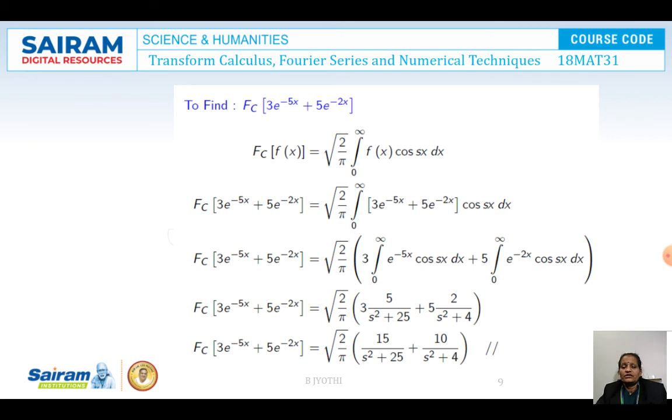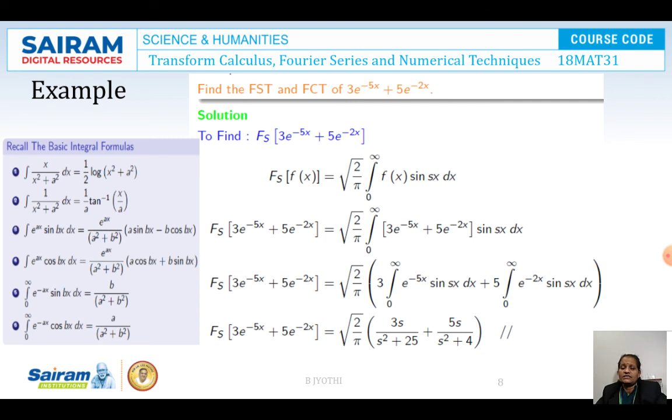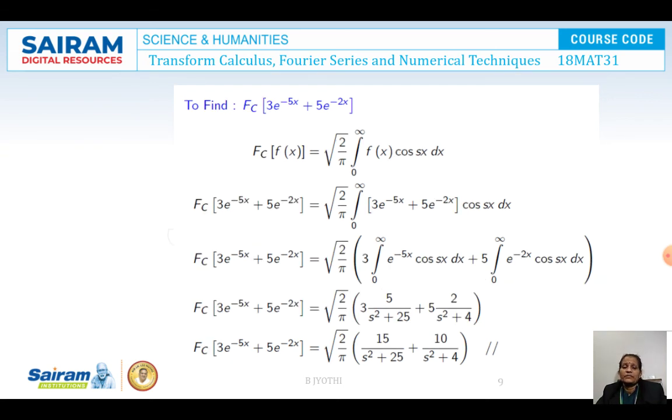To find the Fourier cosine transform, instead of sine, it is multiplied with cos here. So now let us see the formula once. For cos, it is a divided by a square plus b square, whereas for sine, it is b divided by a square plus b square. So here, our a is 5 in the first case, 2 in the second case. So let us substitute the function, that is 3 e power minus 5x and 5 e power minus 2x, into cos sx dx.